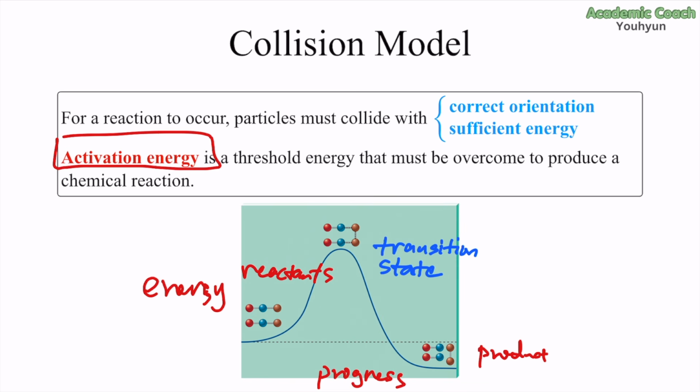So we start at a relatively stable reactant state, and then if you want to break the bonds and form new bonds, you need to overcome at least this much energy to reach that transition state. And this much energy is what we call the activation energy, and that is the threshold energy. You need a minimum of this much. So again, there are two requirements for a collision to be effective. The first one is correct orientation. The second one is sufficient energy.